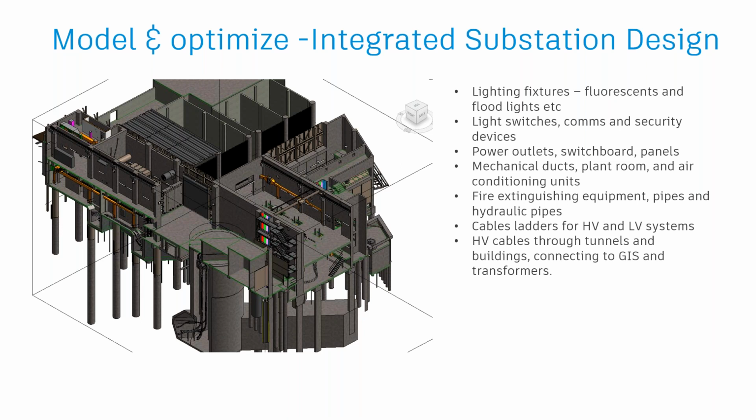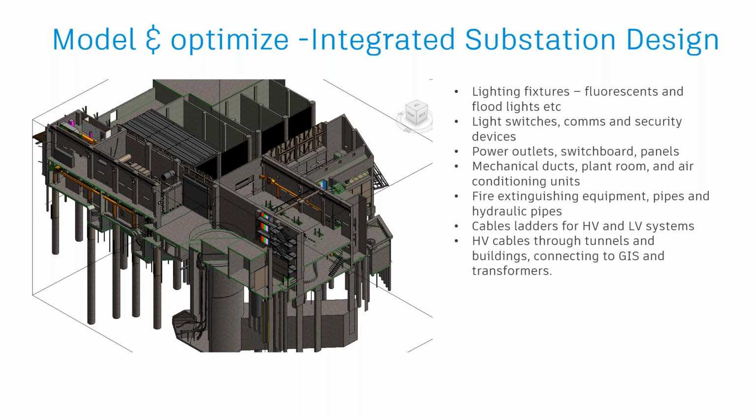structural elements, where you need to take care of small lighting fixtures, categorizing those lighting fixtures into different categories, and modeling things like switches, security devices, power outlets, mechanical information, switchboards, panels, etc. It could also be categorizing that substation into mechanical ducts, plant rooms, and air conditioning units. Now, tools like Revit, which forms a part of Autodesk solutions, help us model these aspects, which are an important part of our substation design.